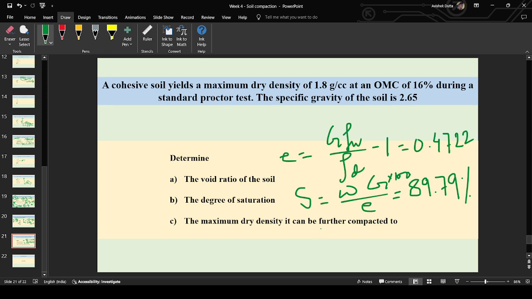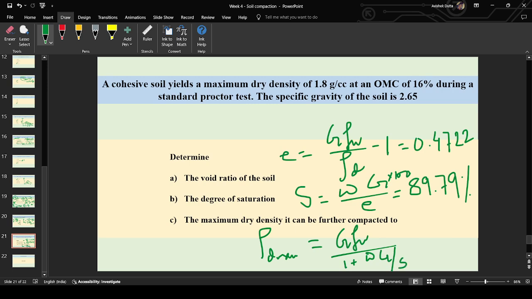Again, for the maximum dry density, what do we need to do? What is the formula? Rho d max equals G rho W divided by 1 plus Wg by S, right?